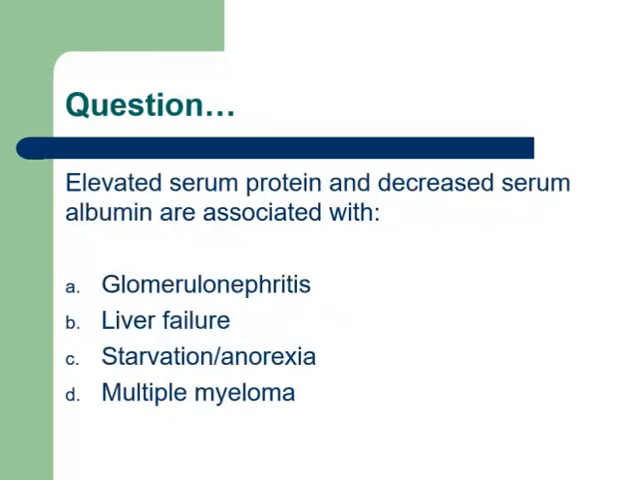The next question is, elevated serum protein and decreased serum albumin are associated with... You have to choose from one of these conditions. Pause the video before you move on and get the correct answer. The correct answer is D, multiple myeloma, and it is because of the antibodies.